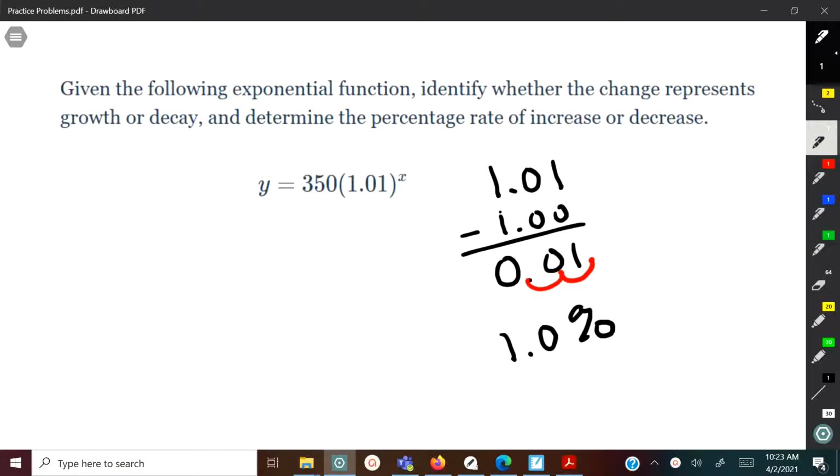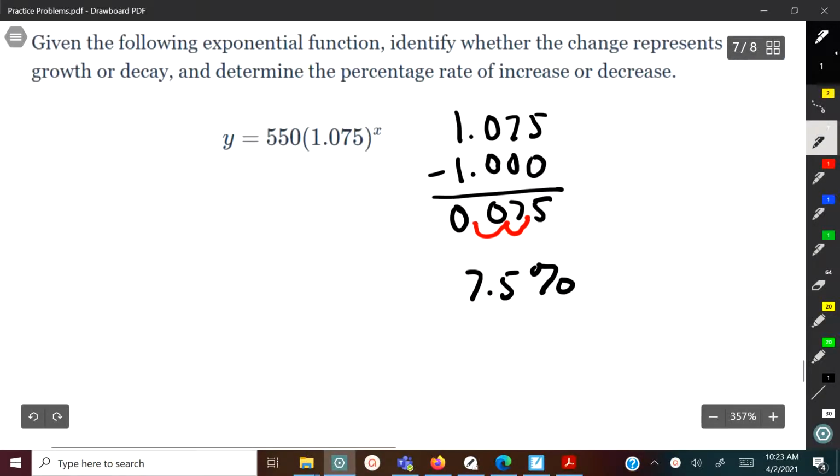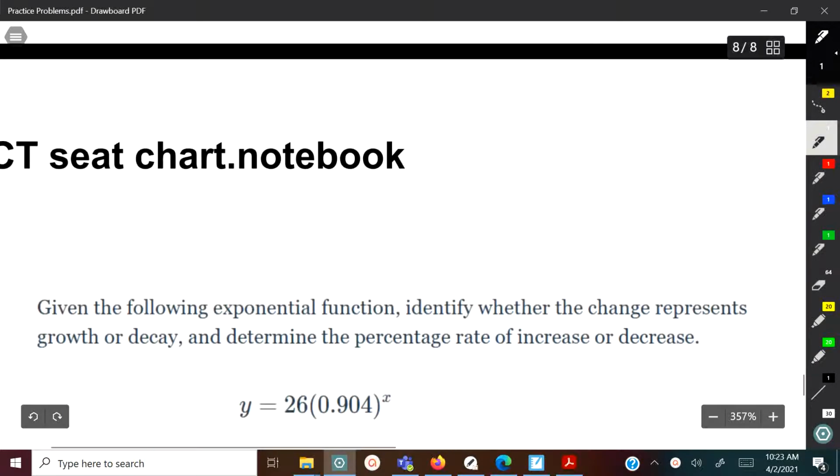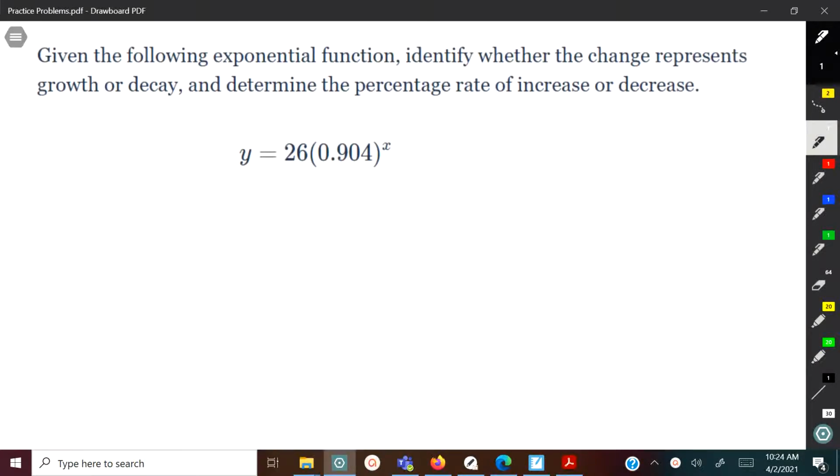Alright, now let's take a look at the example when it's decay. So it's the exact same steps. We determine whether it's growth or decay, and you can see how you have a 0 here, and it's not negative or anything. It's between 0 and 1, so that's going to be decay. So we already determined it's decay. Make sure in the drop down box you change it from growth to decay.